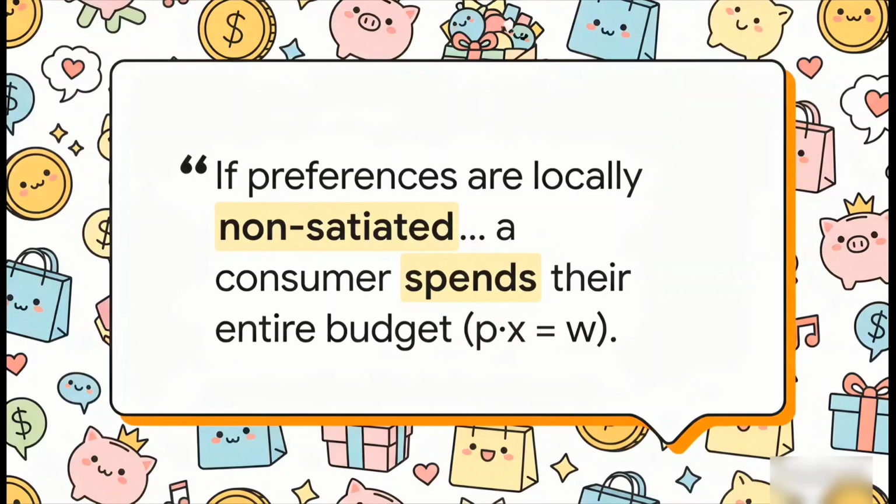This leads to a really simple but honestly profound idea called Walras' Law. It basically says that a rational person will always spend their entire budget. Why? Well, because more stuff is always better. If you had even a little money left over, you could buy something, anything, that would make you a tiny bit happier. So a rational shopper never leaves any money on the table.